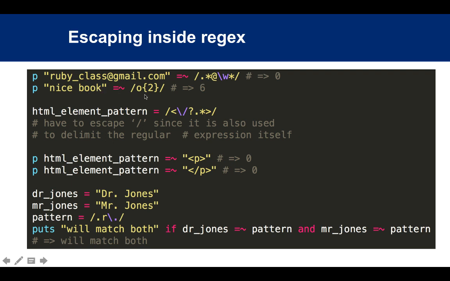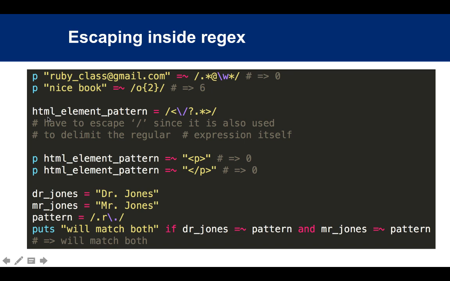In this case, we're trying to match exactly 2 letters O. So "nice book", in this case, 0, 1, 2, 3, 4, 5, 6. The 6th place is where the pattern would match, the 2 O's.